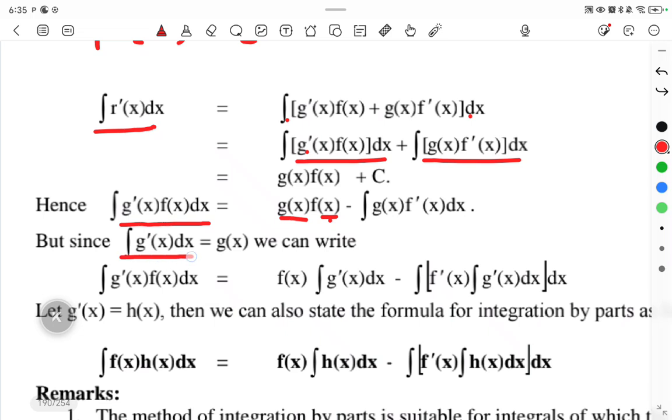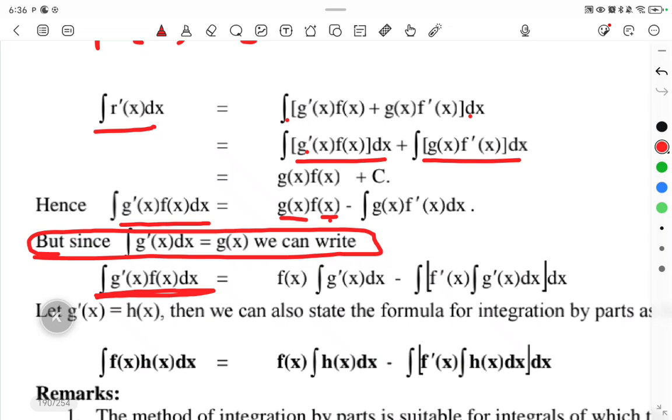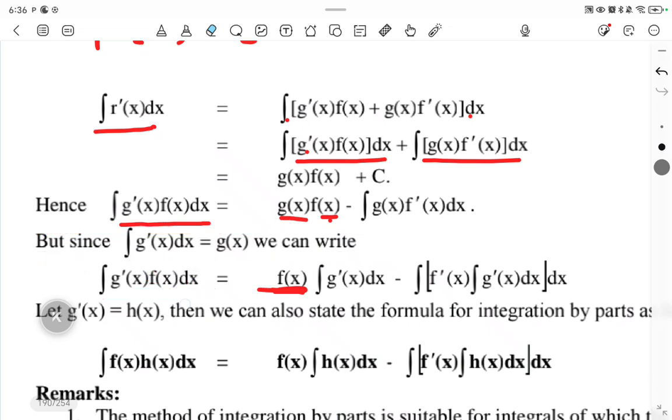Now we know that if I integrate g'(x), I'm going to get g(x). So let's not write this for now. From this, I can take out f(x) as a constant and integrate g'(x). I want to show you how we get this, so that one is explaining this.